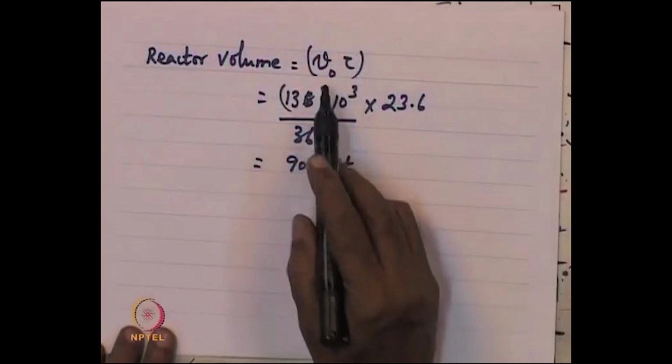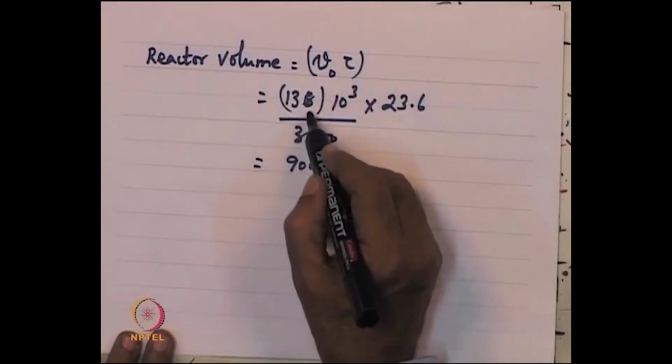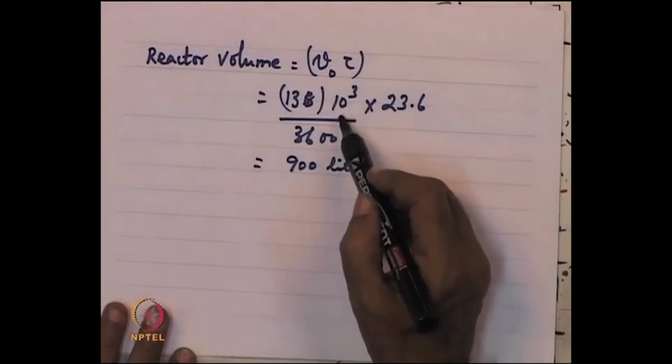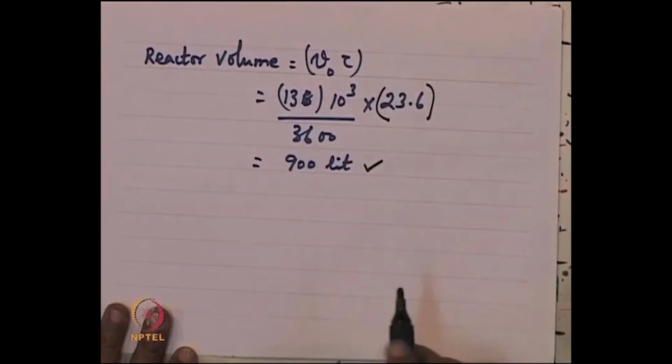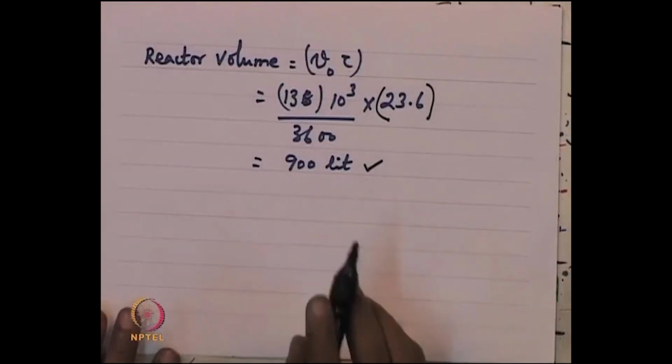Okay. Now that we have done the residence time, what is the reactor volume? Reactor volume is simply given as volumetric flow multiplied by the residence time. What is the volumetric flow? It is 138 cubic meters per hour. I have divided by 3600 to get in seconds. Okay. Cubic meters I have converted to liters, and then so many seconds. So, you get 900 liters for the processing of 1 kilomole per hour.